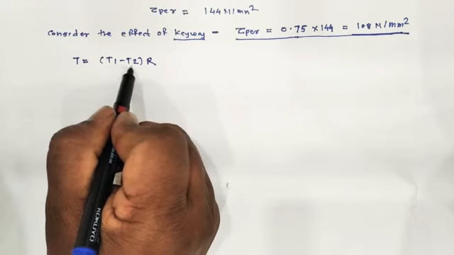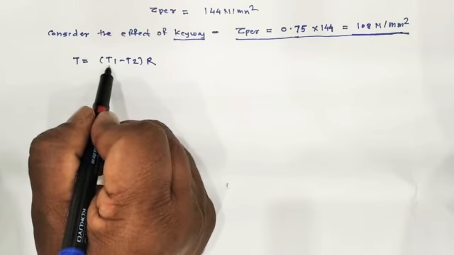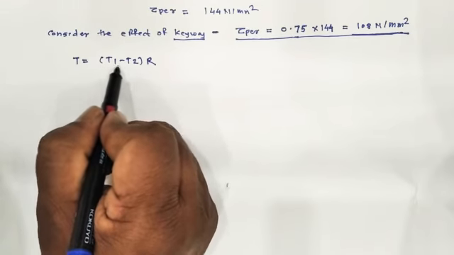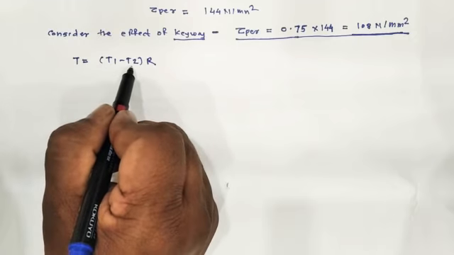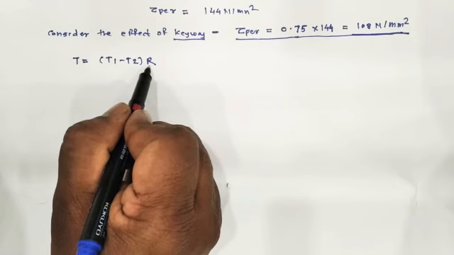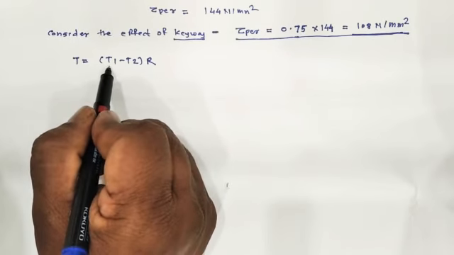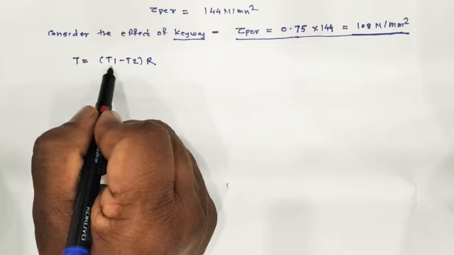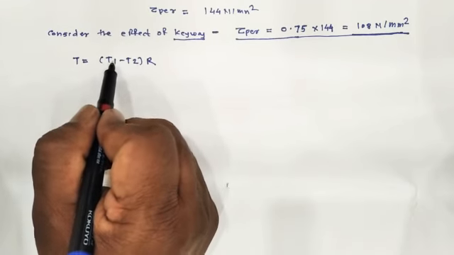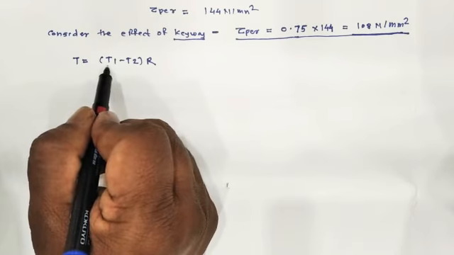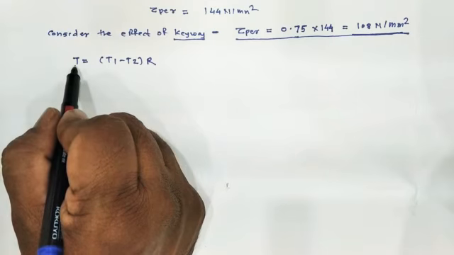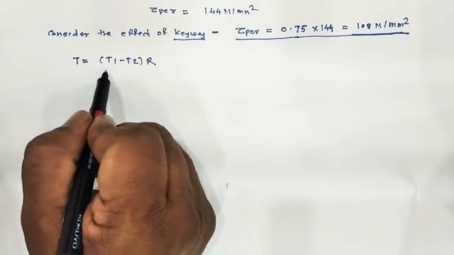This T1 and T2 are the belt tension in the tight and loose side, or maximum belt tension and minimum belt tension, whereas this capital R is the radius of this pulley. So right now we don't have the value of T2. T1 is known, that is the maximum belt tension that is given in the problem. We have to calculate the capital T because we have to calculate the torque from this equation.